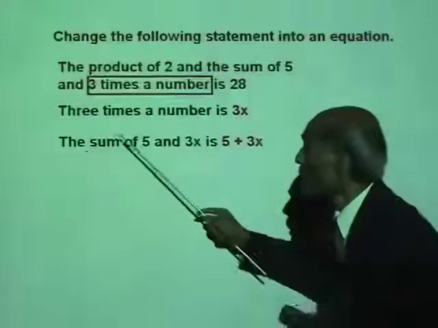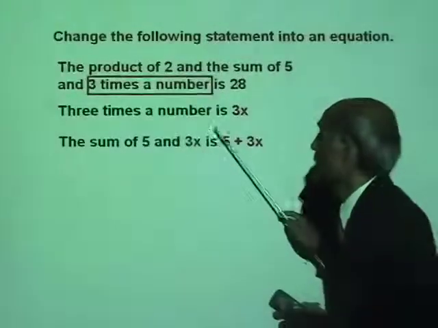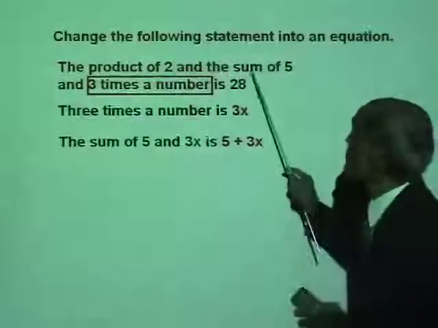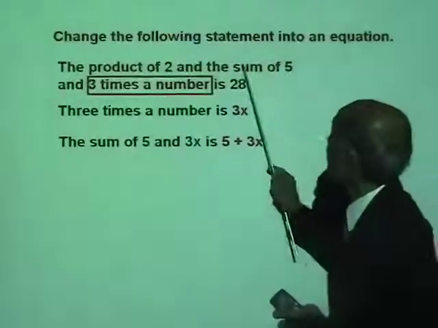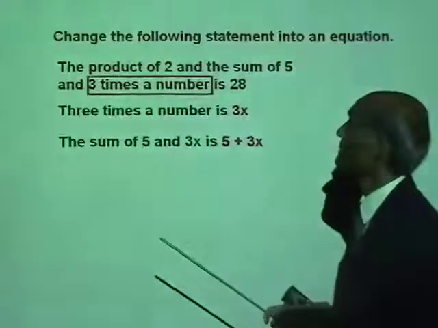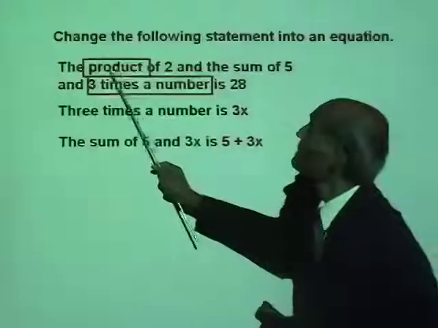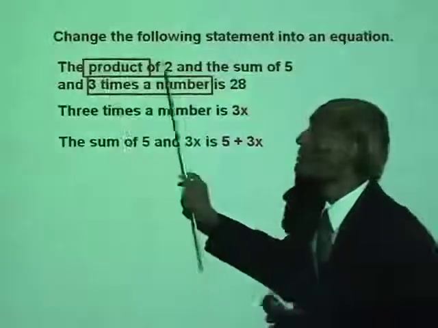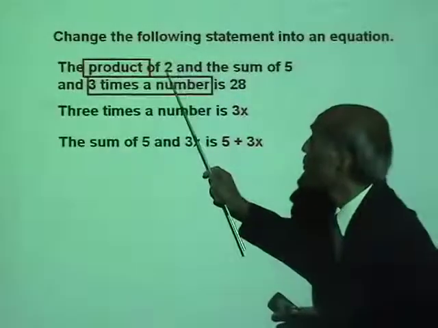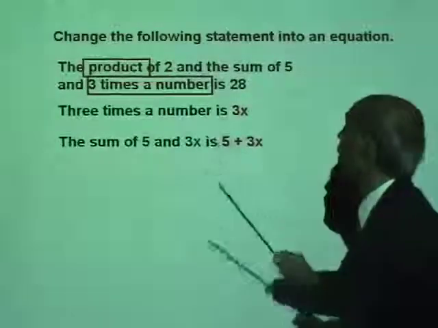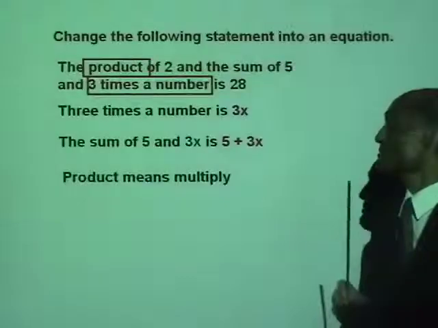The sum of 5 and 3x is 5 plus 3x. Alright? So now we have this whole thing, the sum of 5 and 3 times a number. And now we need the product. Product of what and what? Product of 2 and this, the sum of 5 and 3 times the number.